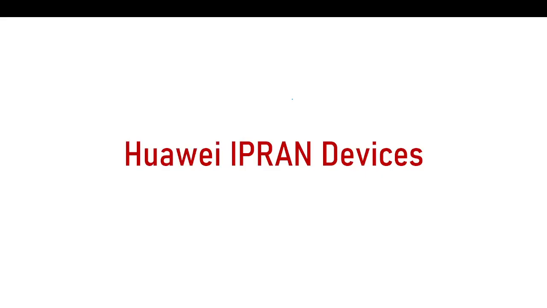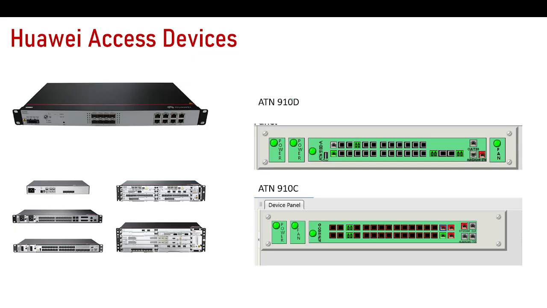Moving to Huawei. So Huawei also has different devices that can be used for the IPRAN, starting with ATNs. Many times we have the ATNs, different series. We can be having ATN 910D. This is almost similar to the IXR that we have seen. It's also a compact unit, a 1U unit. We have also ATN 910C, we have 910B, and many other series of ATNs that we can use on the access network or the access layer of the IPRAN network.